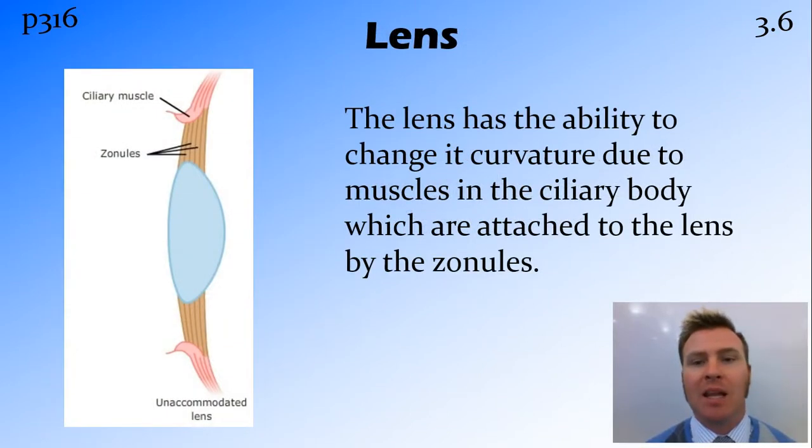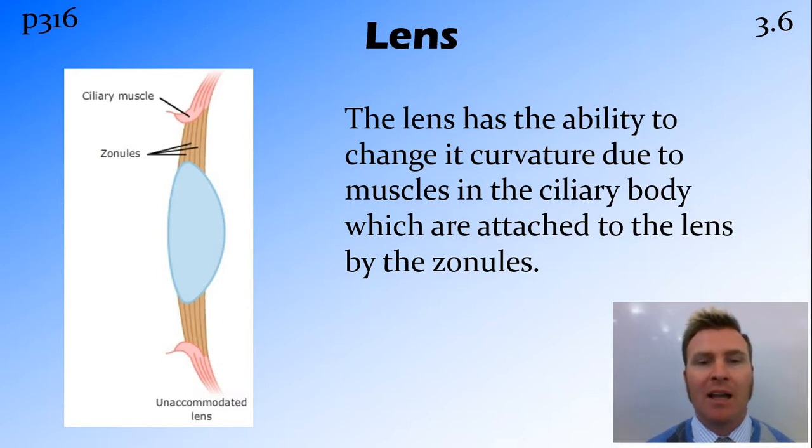This changing is done by the lens, which has the ability to change its curvature. Now it is always biconvex, being bulged on both sides, but it changes its curvature from a fairly flat, thin biconvex lens to a fat, wide biconvex lens, and therefore changes its refractive power as it changes. The way that it does this is that in the ciliary body there is a ciliary muscle, and that muscle can contract and relax, and the lens is attached to the ciliary body through the zonules or suspensory ligaments.